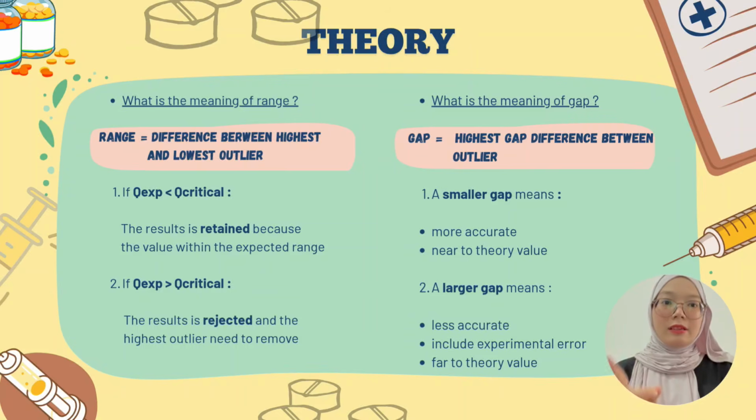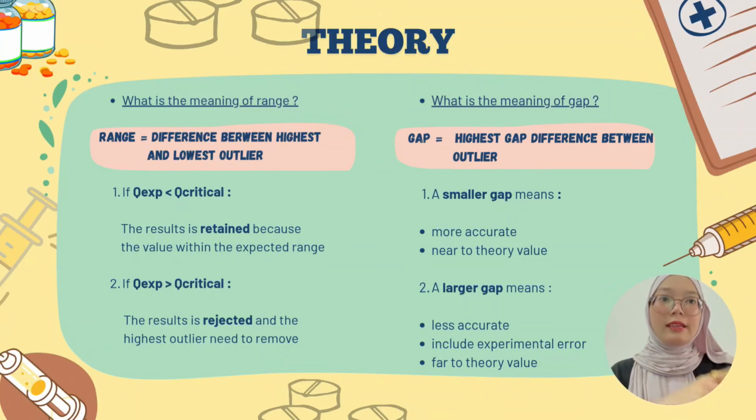What is the meaning of range? Range is the difference between the highest and lowest values. If the Q experiment is less than Q critical, the result is retained because the value is within the expected range. But if Q experiment is larger than Q critical, the result is rejected and the outlier needs to be removed.